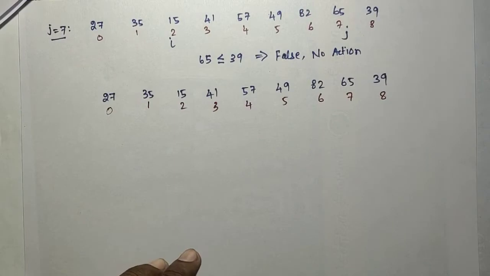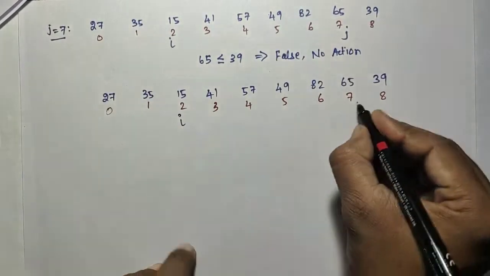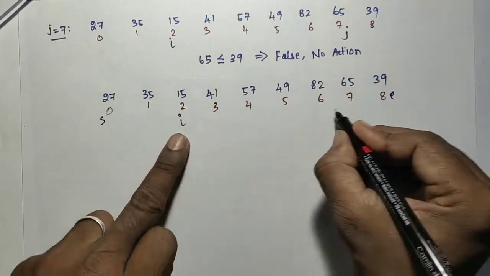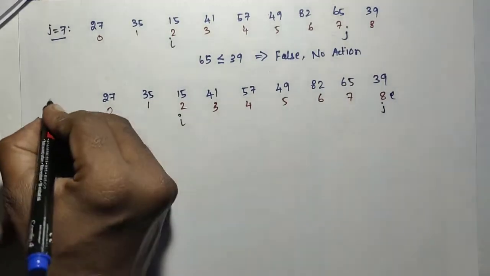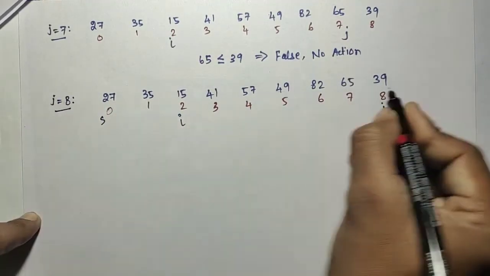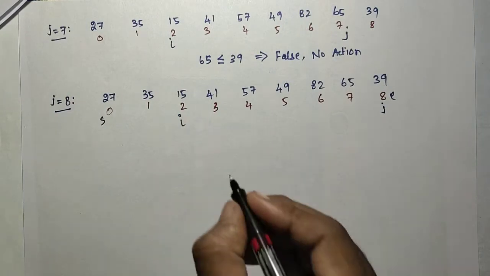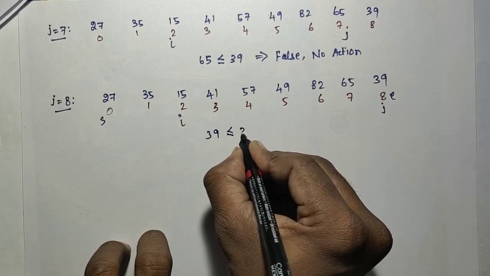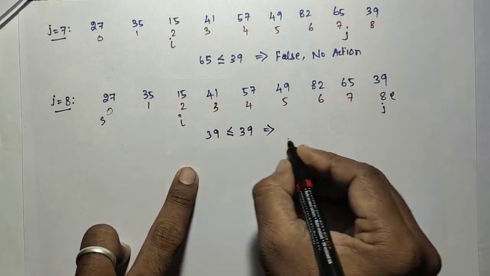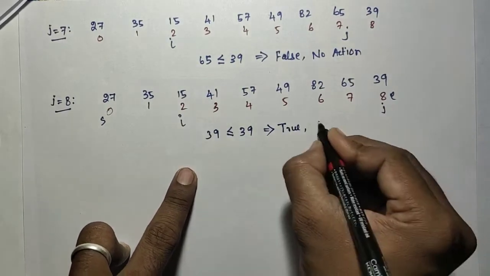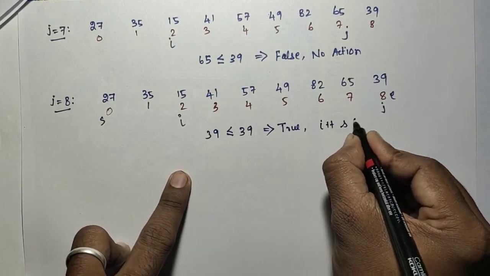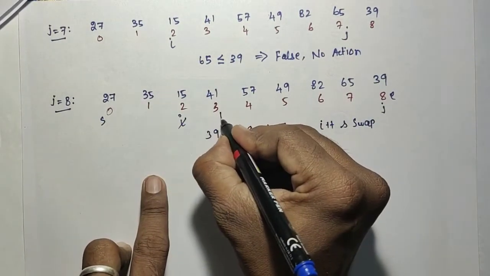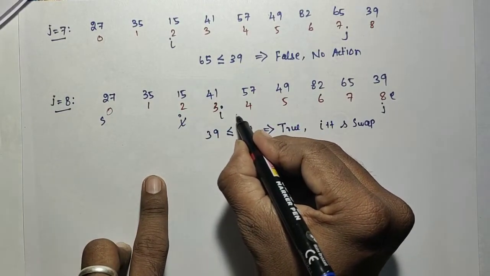So the i value has no change, and j is moved to the e. So this is the start index and this is the end index. Now j is moved to this position e. So when j equal to 8, when it reaches e, it will still do the comparison. The jth element is 39 and the key element is also 39. So both are equal. Equal means condition is true. True means i plus plus and swap. So i will be moved to here, and then these two elements will be swapped.